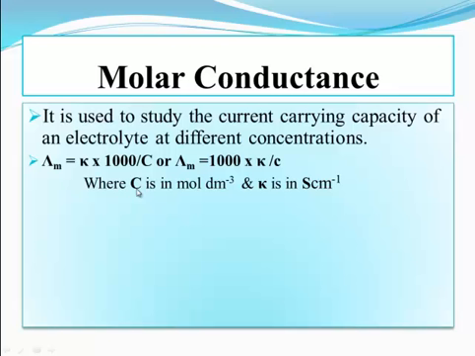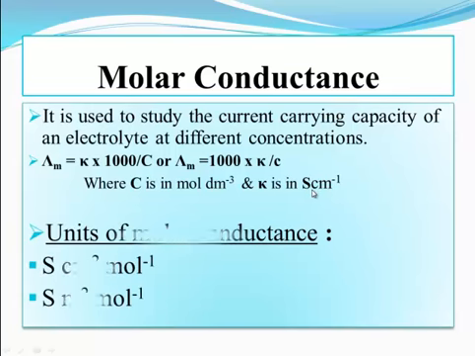In this case, the concentration of the solution is generally taken in moles per dm cube and kappa is represented as Siemens per centimeter. As a consequence, the unit of molar conductance is Siemens centimeter square per mole or Siemens meter square per mole.